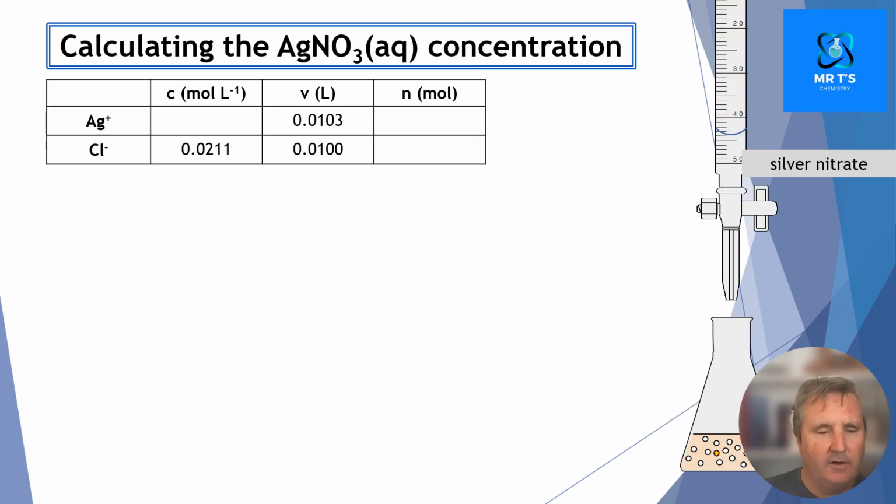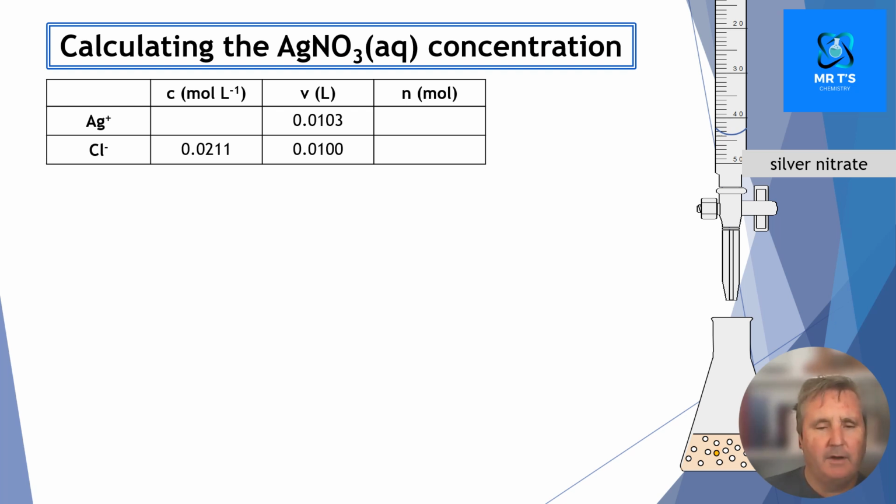As I just said, we know the volume of the silver ions, that's the average that we added from our burette, and that's 0.0103 liters. We know the volume of the chloride ions we added to the flask from our pipette, and that was 10 milliliters or 0.0100 liters. And we know the concentration of our primary standard potassium chloride, which is also the concentration of our chloride ions, which is 0.0211.